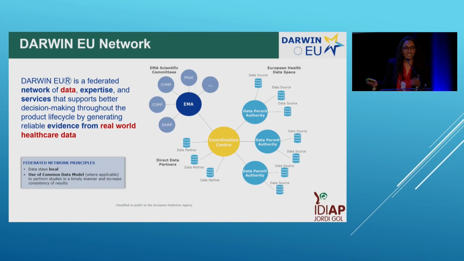So you've seen this already. Andre has shown this slide before, but I just wanted to show it to you again to highlight the role of data partners and data in DARWIN EU. DARWIN EU is a federated network of data to generate reliable evidence from real-world healthcare data. I think this is quite obvious, but it's good to say out loud that without healthcare data, we wouldn't be here today, right?